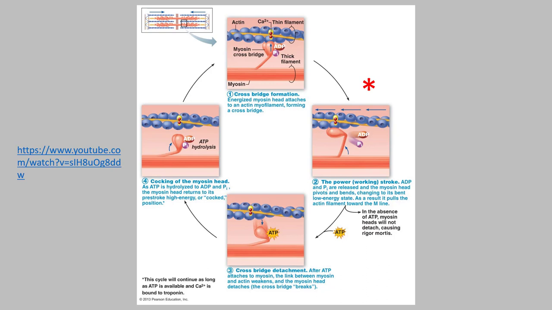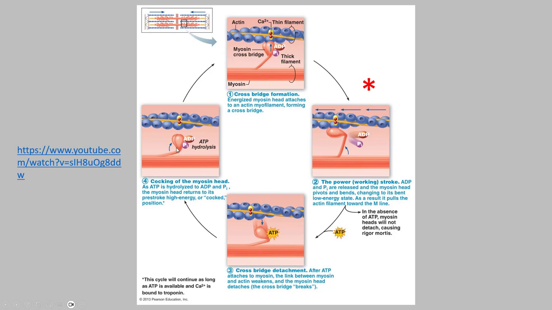When ATP binds to the myosin, that provides the energy needed to break the cross bridge. ATP energy broke the cross bridge. And when it does that, it hydrolyzes the ATP into what? ADP and inorganic phosphate. But when ADP and inorganic phosphate split from each other, that cocks the myosin head back. We say it's now put into the high energy position.